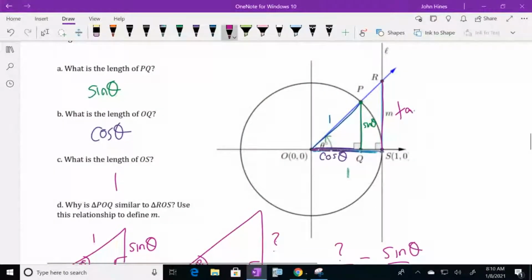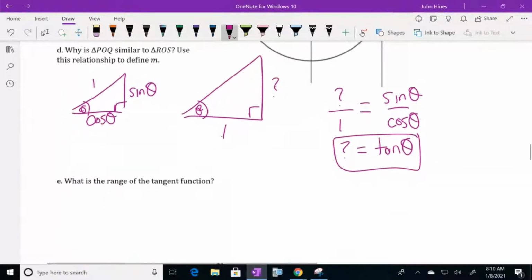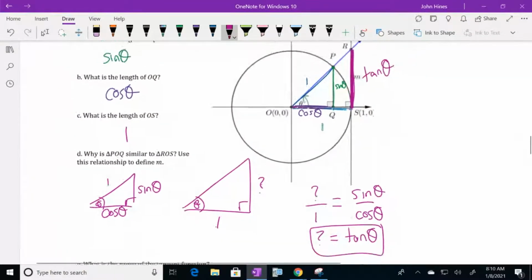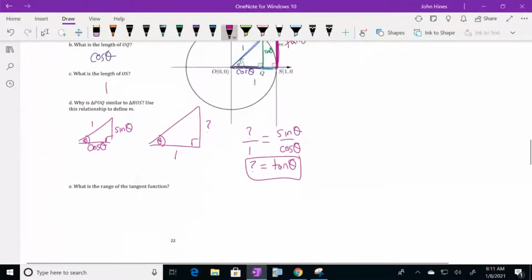So physically, when we find the tangent of theta, this is what we're finding. We're finding the vertical distance created by that terminal ray being tangent to the positive x-axis in the unit circle. That's the distance we're finding when we create the tangent of theta. So the tangent of theta is this vertical piece of that triangle. Okay? I think that's all I want to say right now for that.